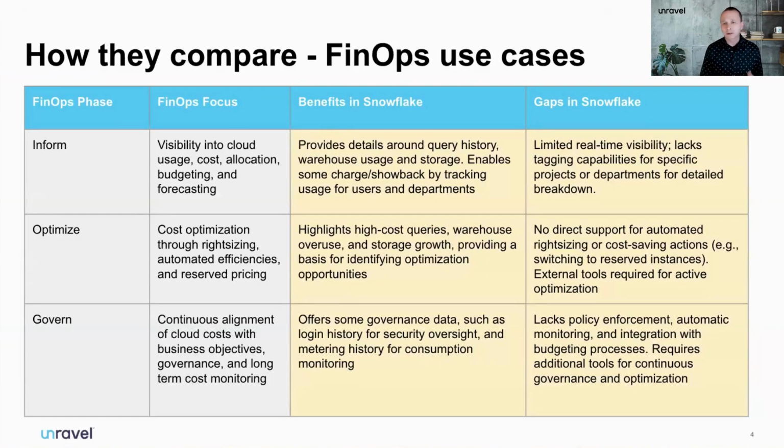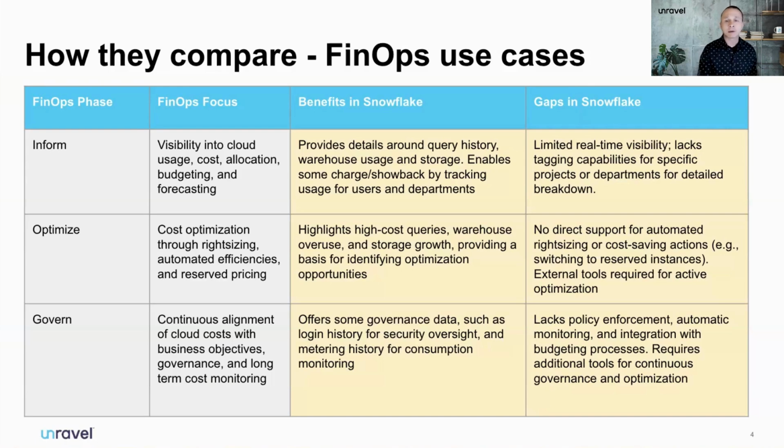So to recap how these tools compare for FinOps specific use cases, if we take that inform stage, Snowflake account usage and information schema views, along with the cost management dashboard, if we combine those, provide some really good insights into query history, warehouse usage, and offer some table and database level usage information with visualizations around some cost trends. But the focus is only on that system level. There's limited real-time visibility. There's some lacking around tagging capabilities for specific projects and departments for that detailed breakdown. If I were wanting true chargeback and showback capabilities, you don't get that out of the box.